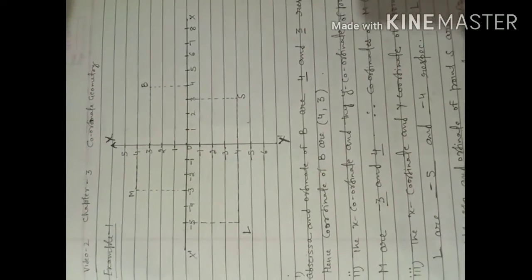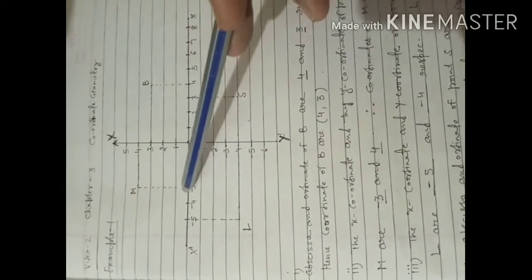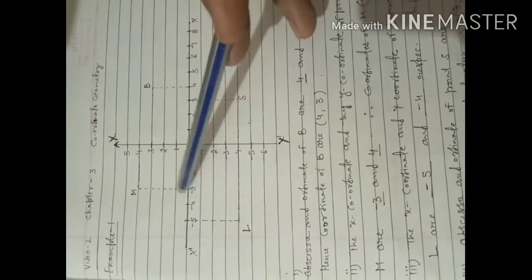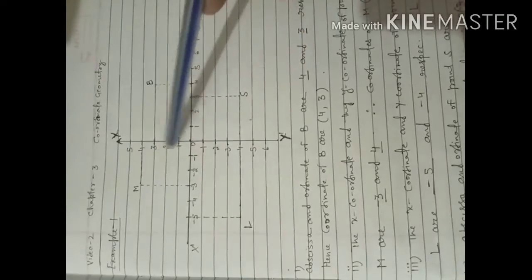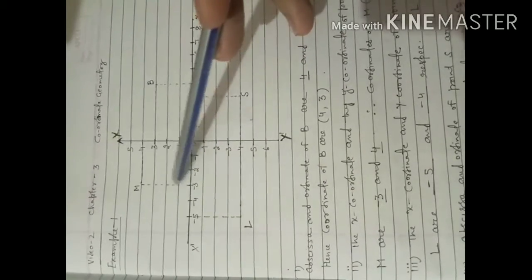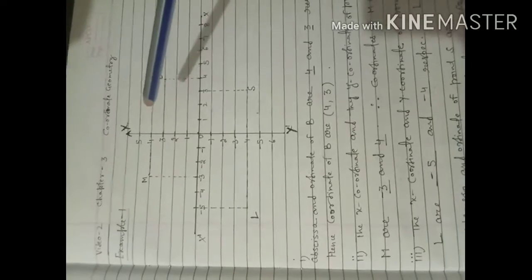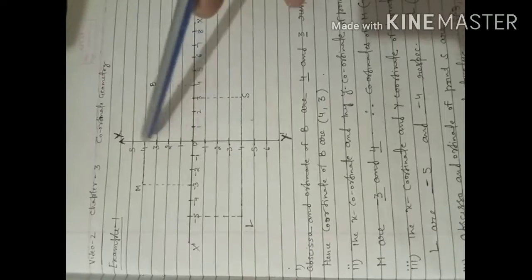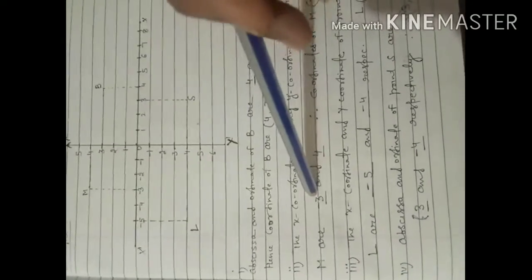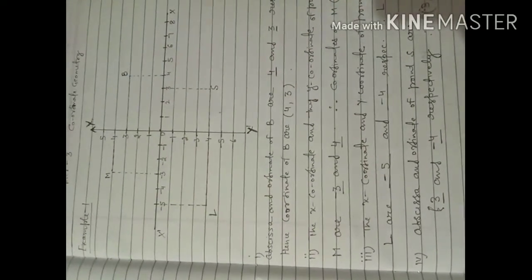Now we have to tell the ordinate. The perpendicular from M on the x-axis is this one. This is 4 units. The distance is 4 units, so ordinate is 4. So abscissa is minus 3 because we are on the negative side of the x-axis, and ordinate is positive 4 because we are on the positive side of the y-axis. Therefore the coordinates of M are minus 3, 4.